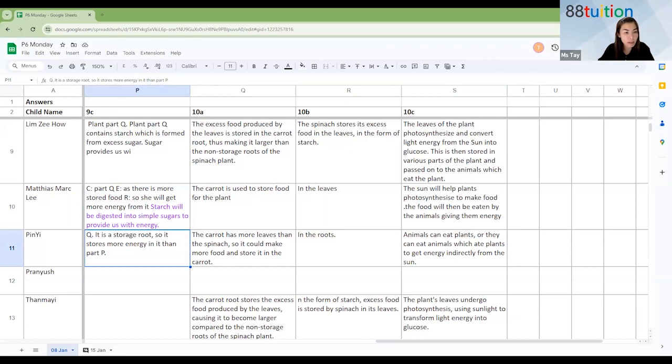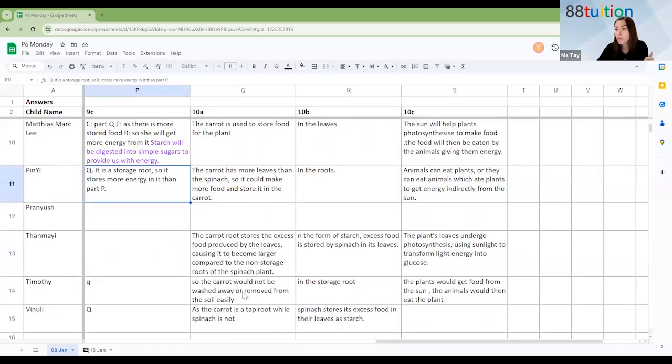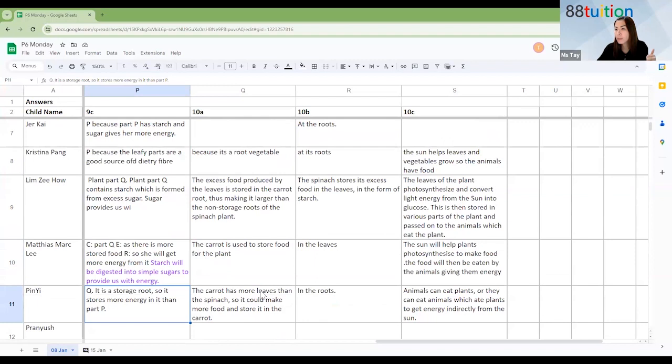Okay, this is your answer, is it, Amai? Contains starch, which is formed from the excess sugar. Yeah, and then you have to say that the excess sugar is the one that provides us with energy. Starch alone doesn't provide us with energy. It has to be digested. If it's not digested, it can't really help us with the energy. All right? Okay. So that's about it.